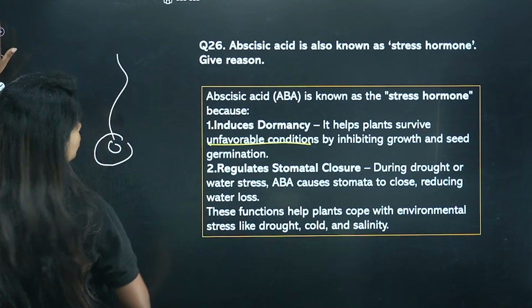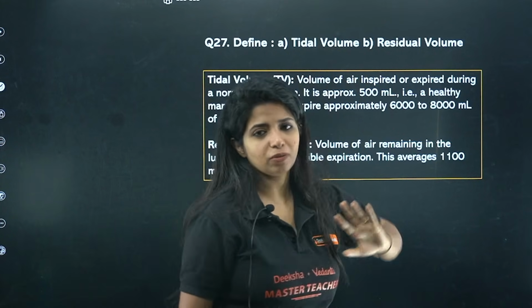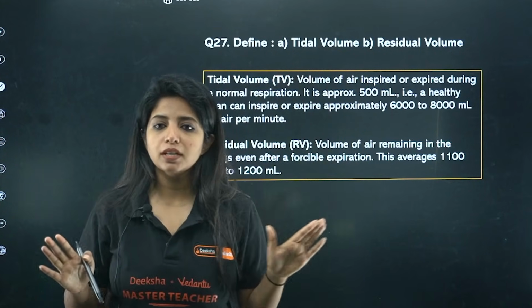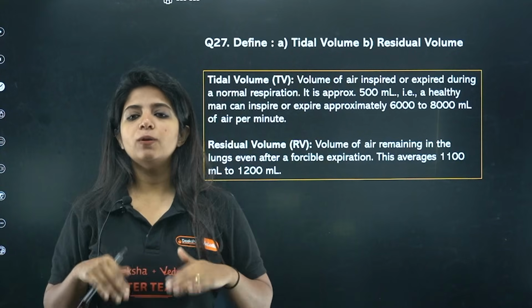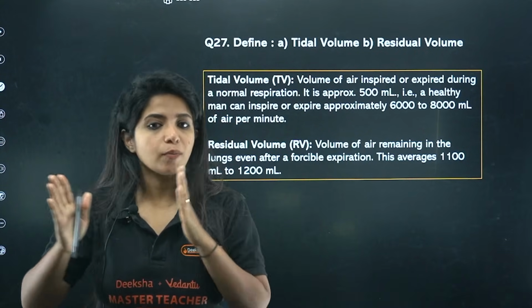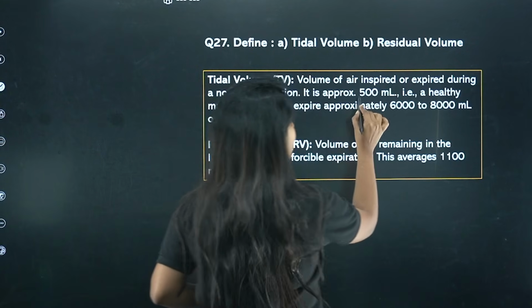So that is the reason why you call this the stress hormone. Next, define tidal volume and residual volume. It's very simple. Tidal volume means the volume of air that I am inspiring and also expiring during a normal respiration. And do you know how much approximately it is? It is approximately 500 ml.